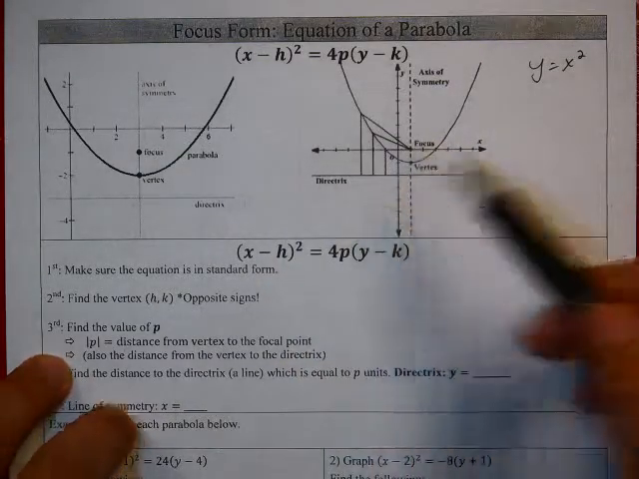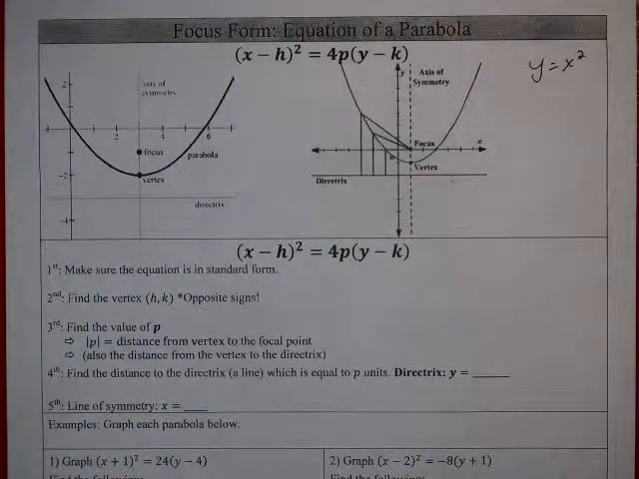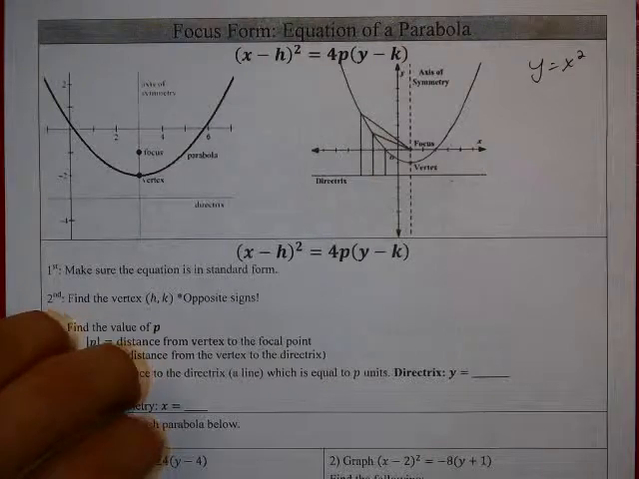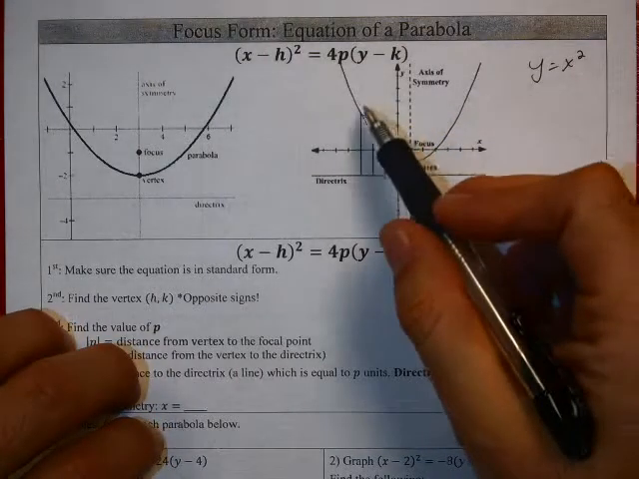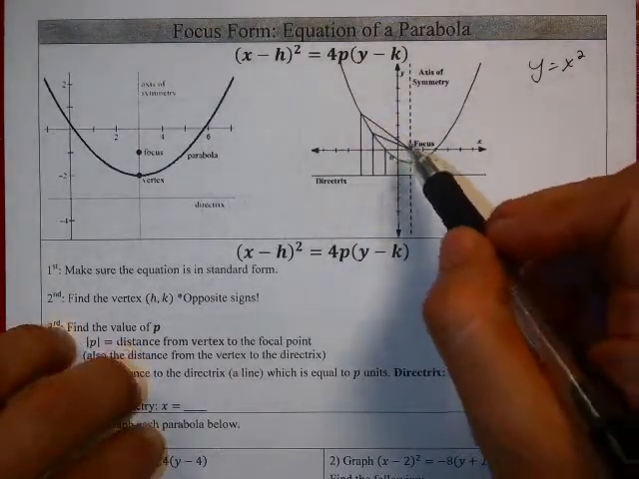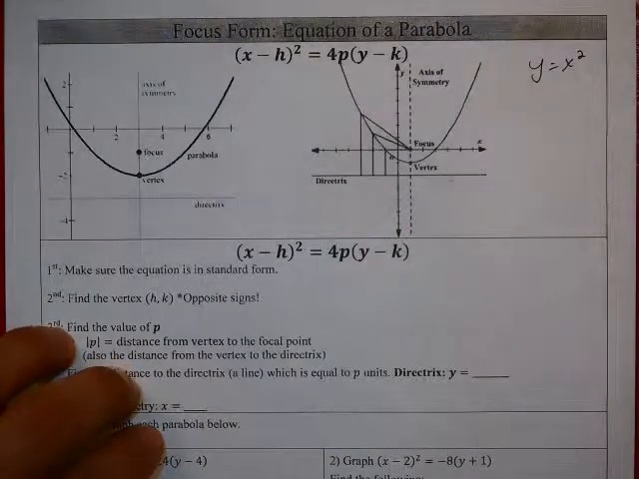The focus and directrix basically work together to make the parabola. The official definition of a parabola that you never heard before is all the points that are equidistant from the focus and directrix. What does equidistant mean? Equal distance, the same distance from.